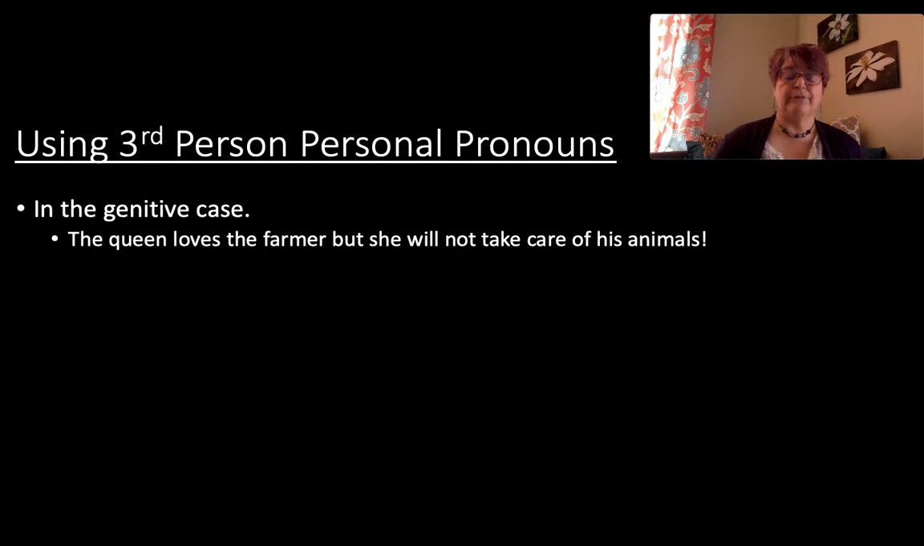Since farmer is singular and masculine, our form of his must also be singular and masculine. It is intended to show possession, so it must be in the genitive case. And so we'll use eius. The queen loves the farmer, but she will not take care of eius animalia, his animals.